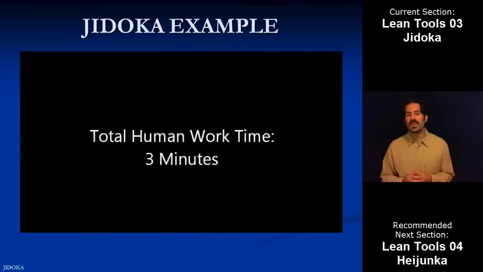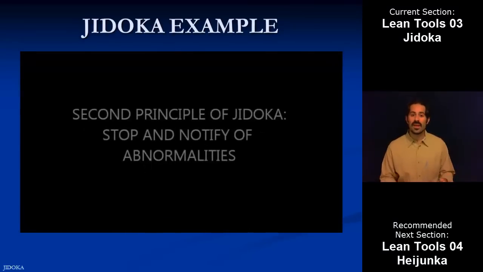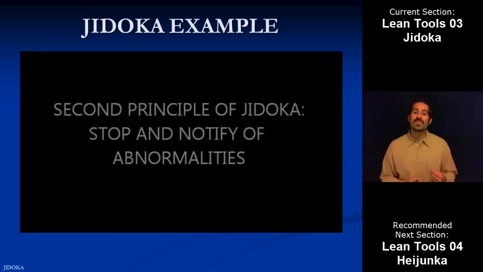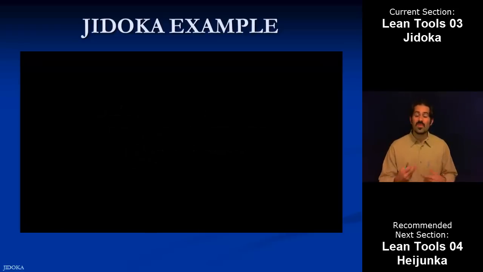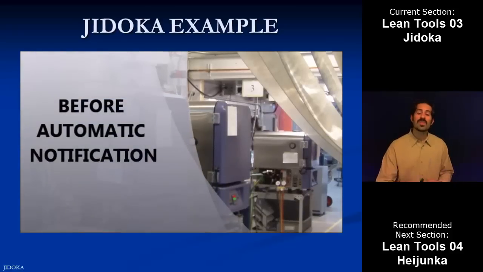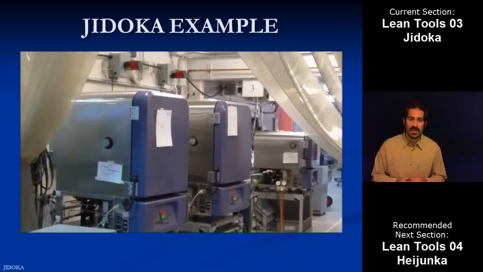And what we're able to do there is now the total human work time in that instance went from 47 minutes down to 3 minutes. That's 42 minutes per unit that could now be spent doing other value-added work. That's the real key idea of separating the work.